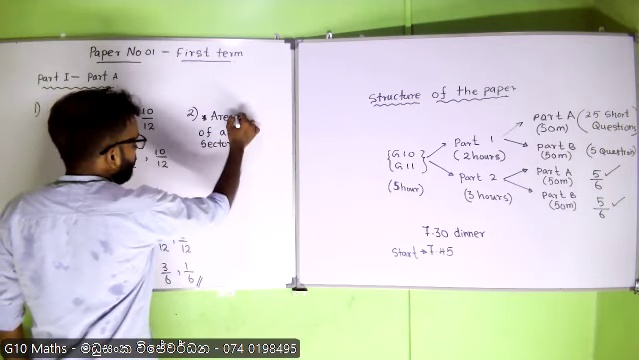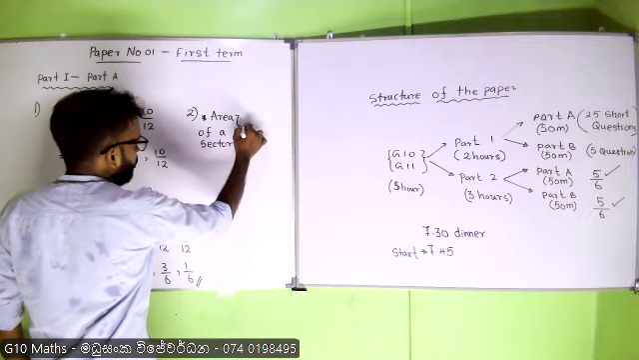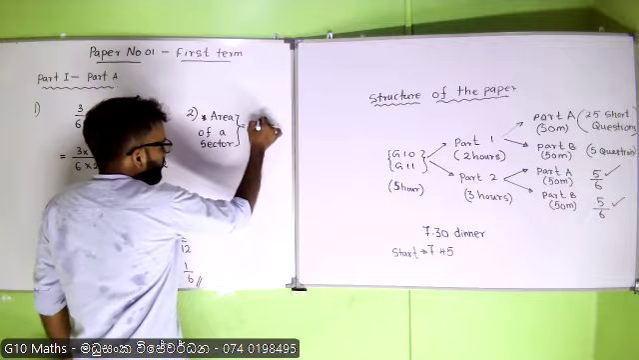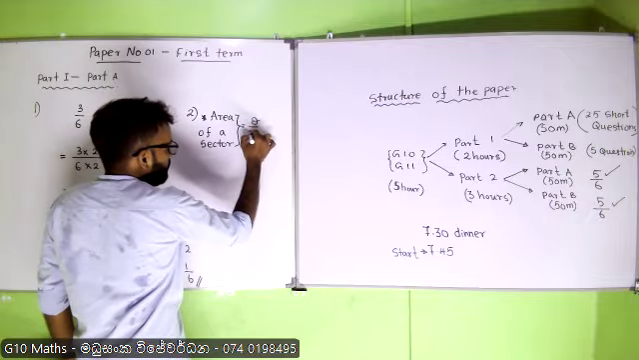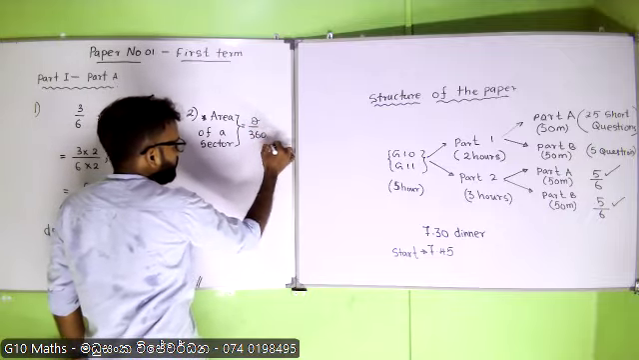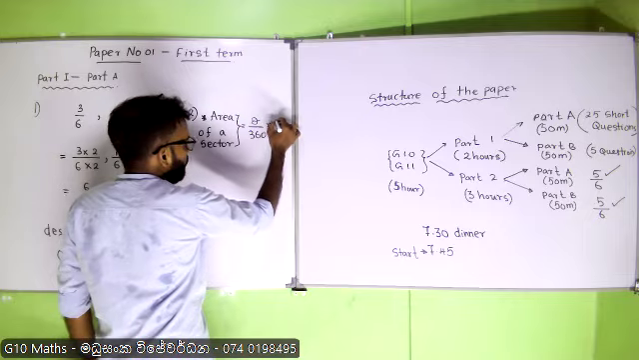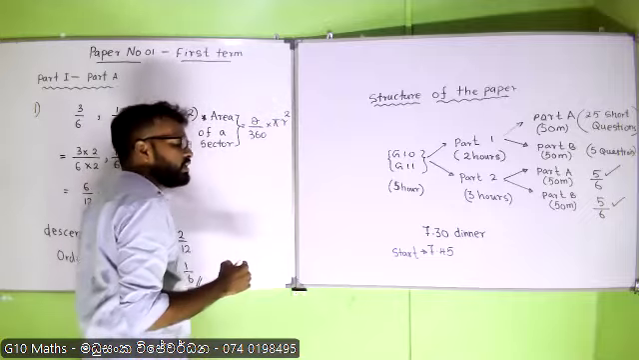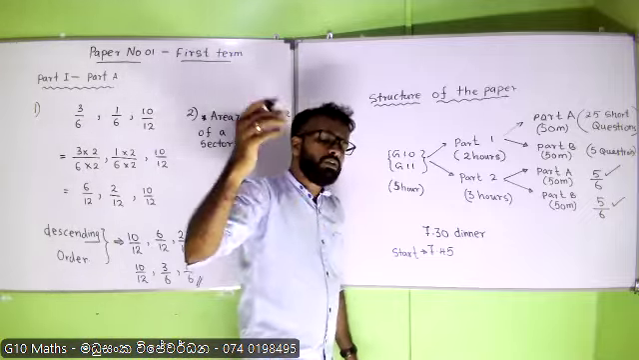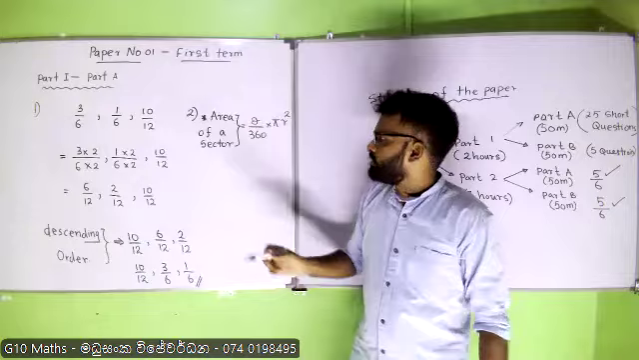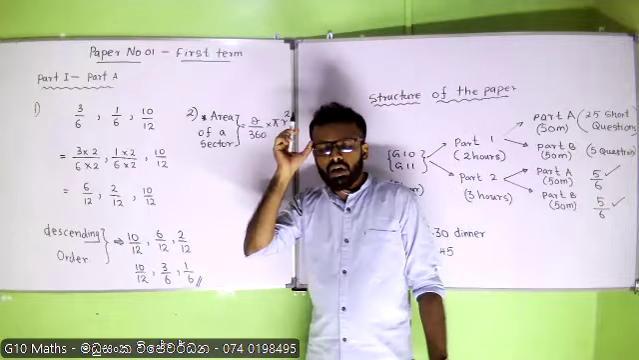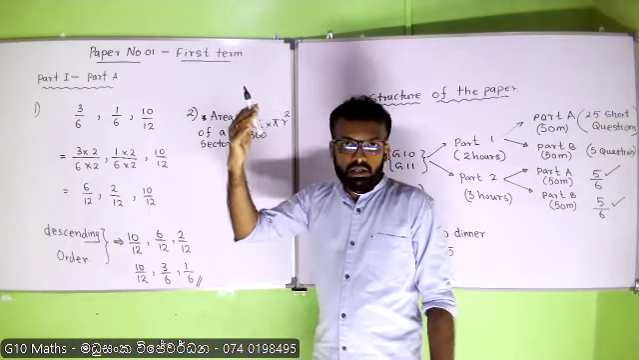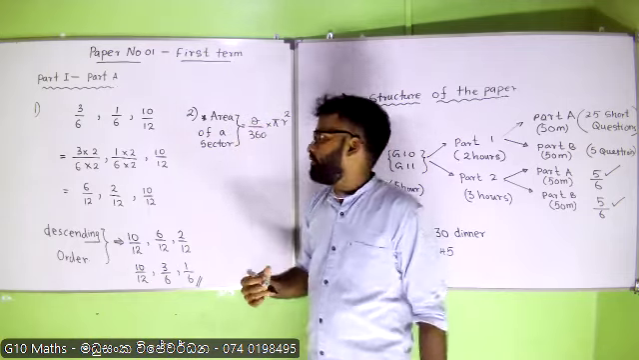Right. Area of a sector. So how to find the area of a sector? Theta divided by 360. That means the portion of the circle, multiplied by πr squared. πr squared means the area of a full circle. Theta upon 360 is the portion of the circle.